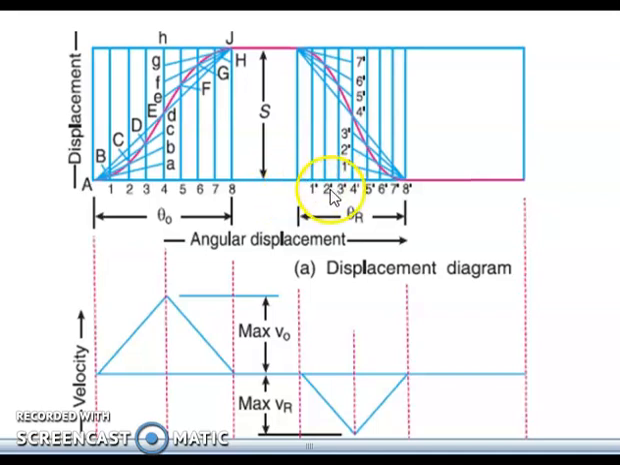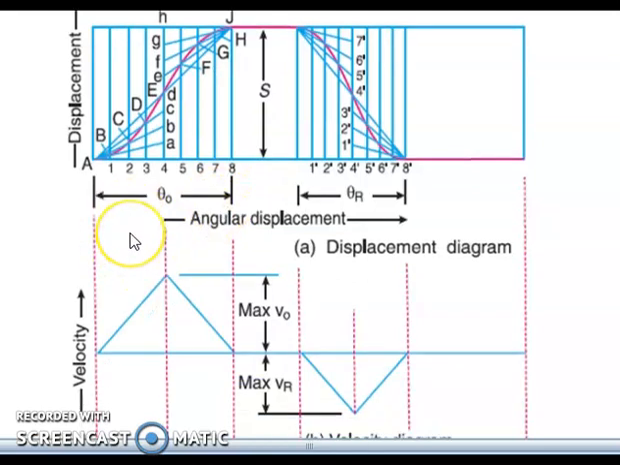8 7 6 5 4, so that you can get the corresponding numbers. So once you got the point, you join those by using a smooth curve. So this is the displacement diagram. So you can see the velocity diagram.